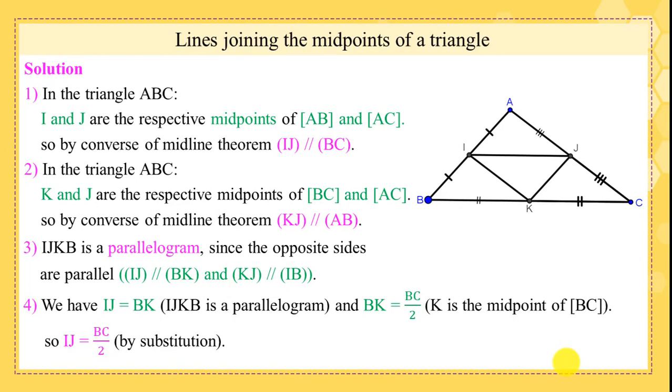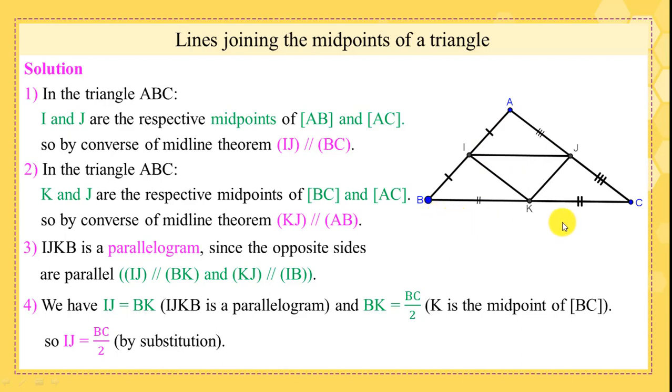So, what do we conclude from this activity? We conclude that if we have a triangle ABC and we have the mid-segment of this triangle, which is the segment joining the midpoints of two sides of this triangle, then the length of this segment is equal to half the length of the third side. Here we have I is the midpoint of AB, J is the midpoint of AC. We concluded from part 4 that IJ is equal to half BC.